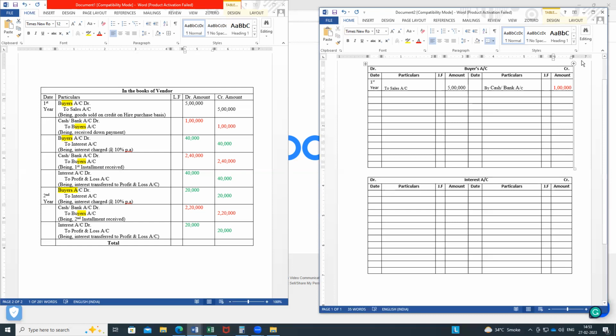तो buyer's account के credit side में जाना है और debit में कौन सी entry आएगी? यहाँ लिखा हुआ है cash and bank account. That's it. You have to write cash or bank account. So cash or bank account debit to buyer's account. Look at the cursor that I'm using. It would be helpful for you to understand how I'm correlating this journal entries with the ledger account. तो अभी buyer कहाँ है?